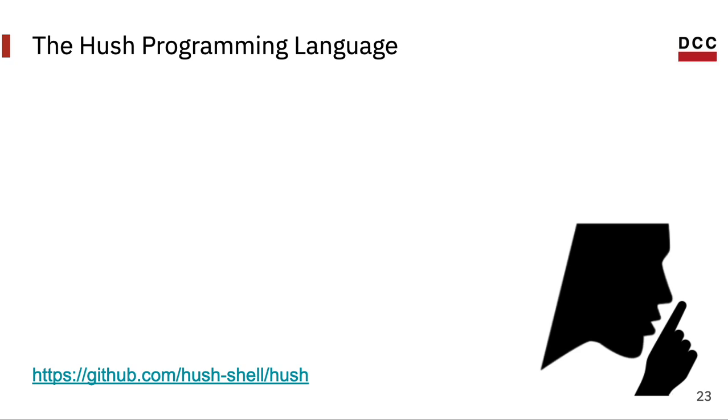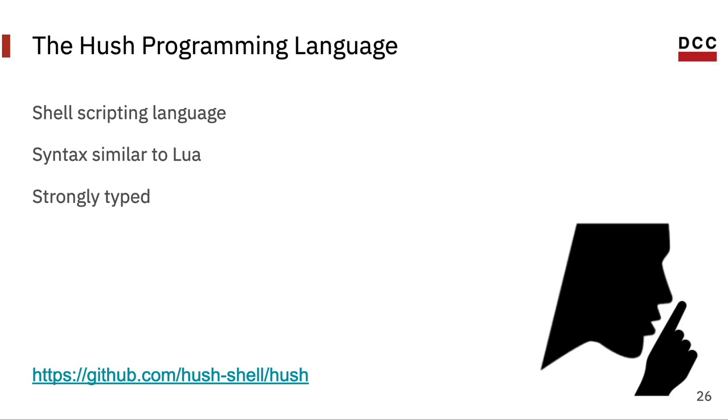Hush is a programming language that was developed by Gabriel Bastos, who was a student at the Federal University of Minas Gerais. Hush is implemented in Rust. It's a shell scripting language, so in purpose, it would be similar to Bash or Tcsh. But syntactically, it's more similar to Lua, for instance. It is strongly typed, meaning that Hush programs meet progress and preservation.